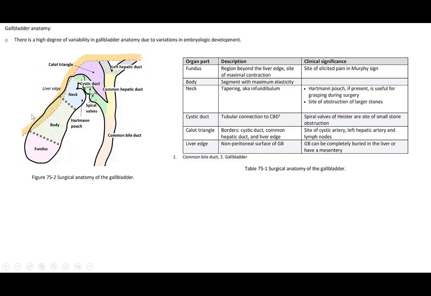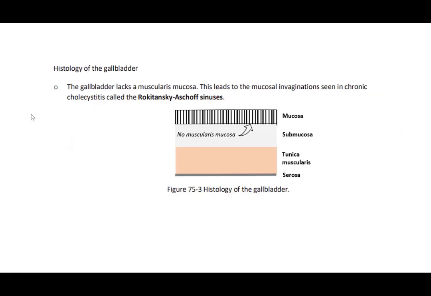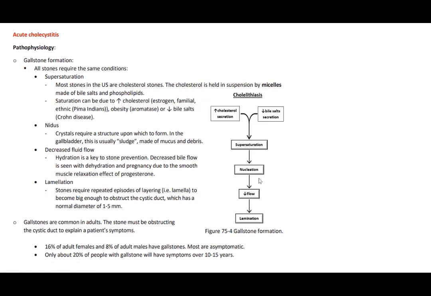Now, the gallbladder is made up histologically of multiple cell layers, and remember, it lacks a muscularis mucosa, and this is what leads to the mucosal invaginations that are seen in chronic cholecystitis, which are called Rokitansky-Aschoff sinuses. But you can see here, without this muscularis mucosa, we're comprised of a mucosa, a submucosa, our tunica muscularis, and then finally our serosa. Now, acute cholecystitis is an important condition to understand, and really we need to understand the formation of gallstones.